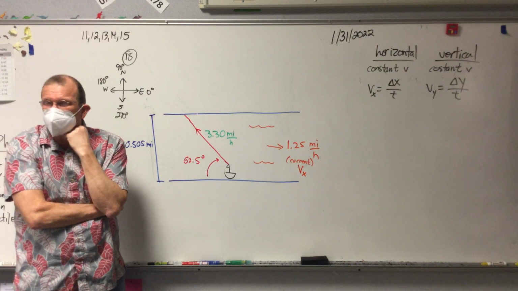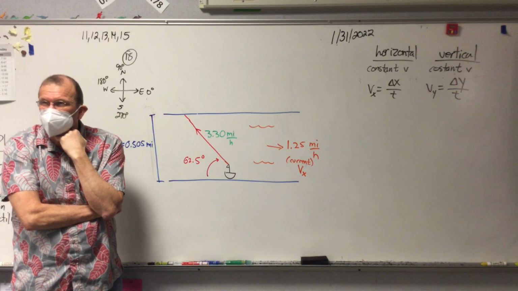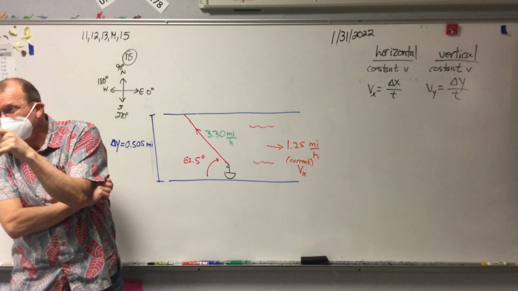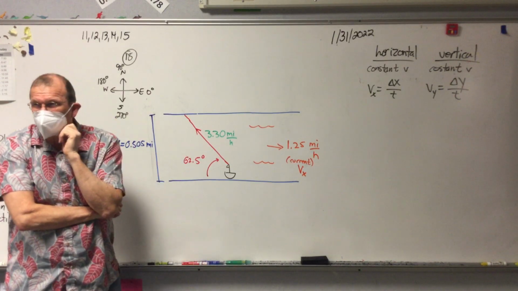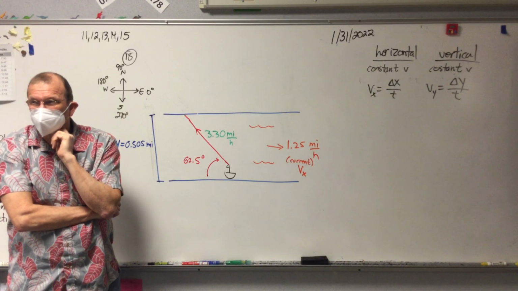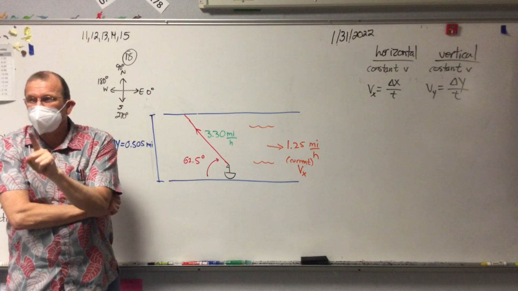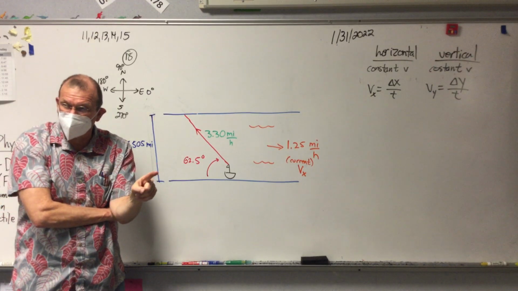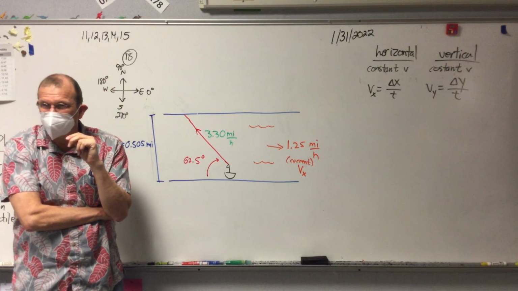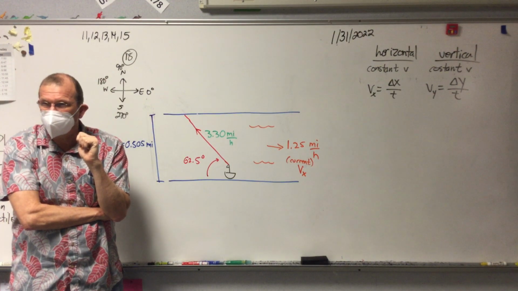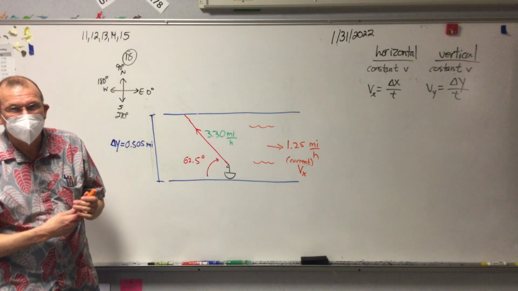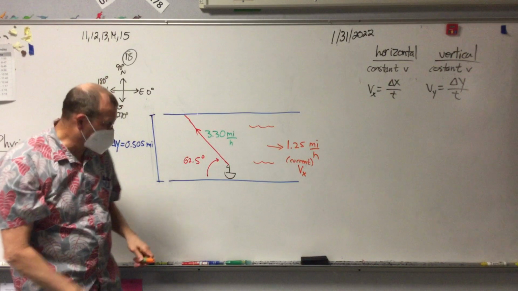What's different about this one? With the angle. We have an angle. What does that mean we need to do? We didn't have to do something in the last problem that we're going to have to address here because of that. Okay, what do we call that? Resolving. We need to resolve this vector.